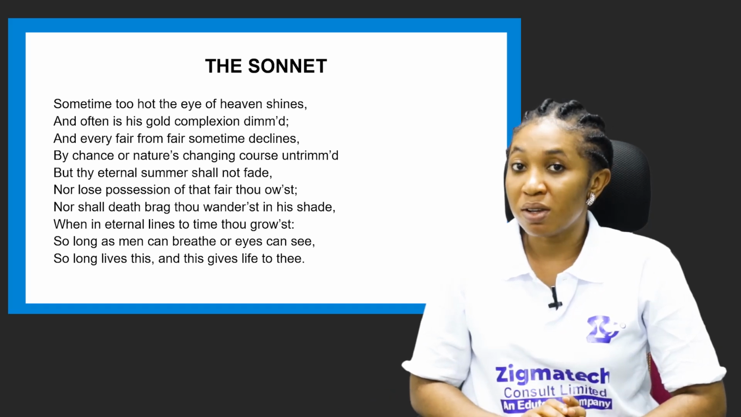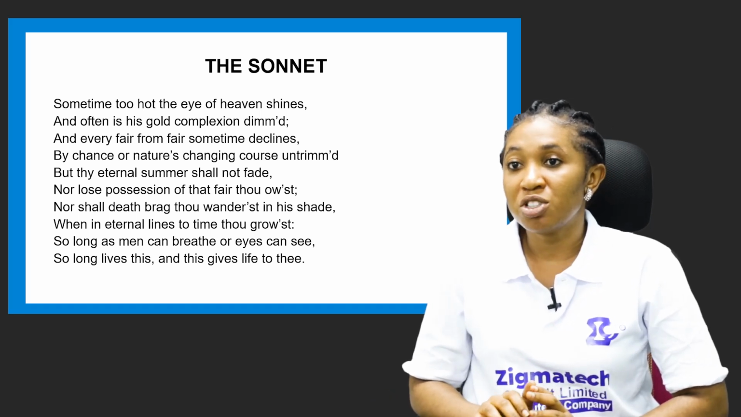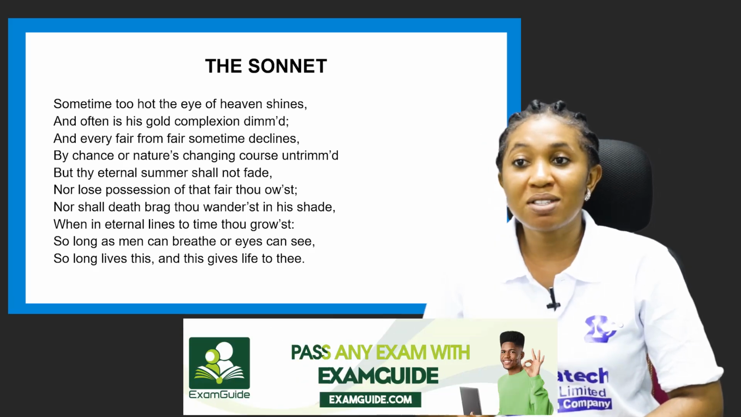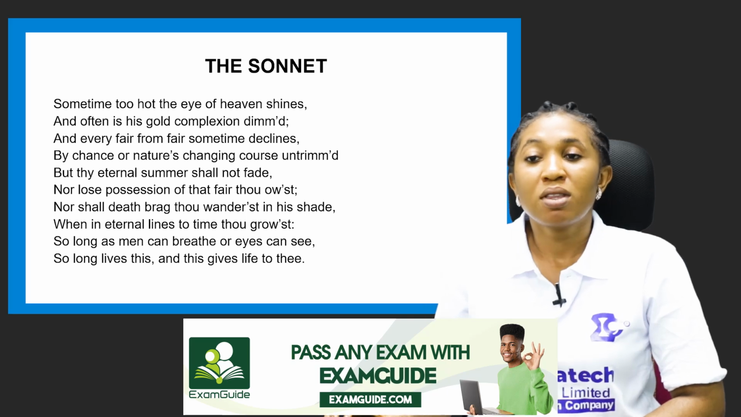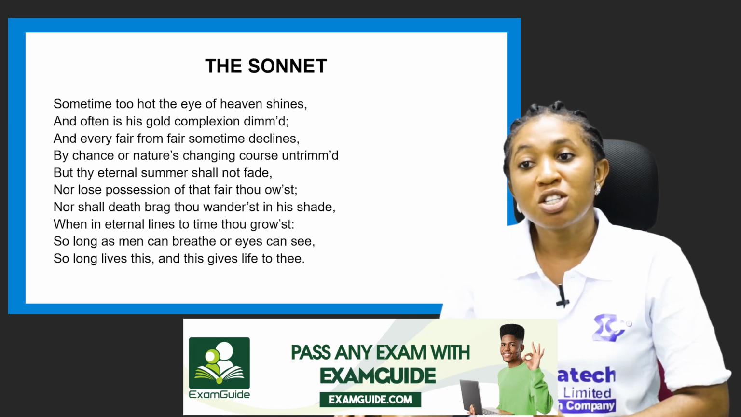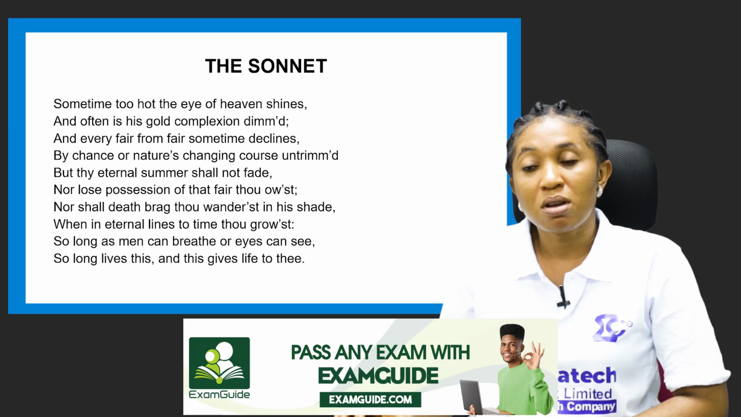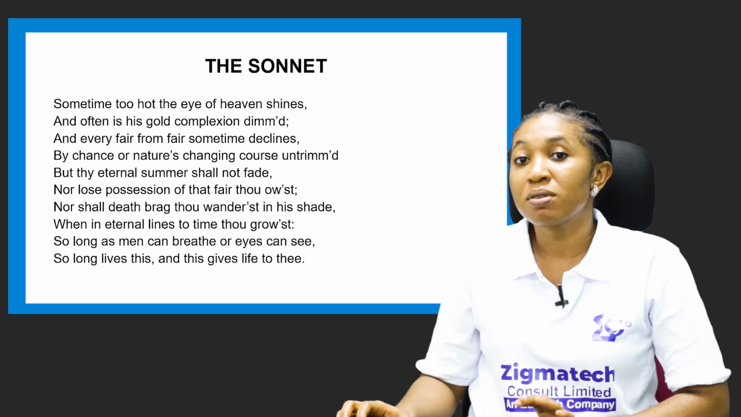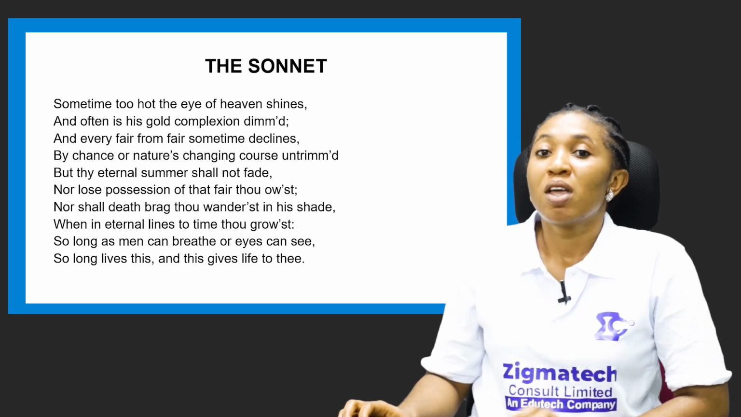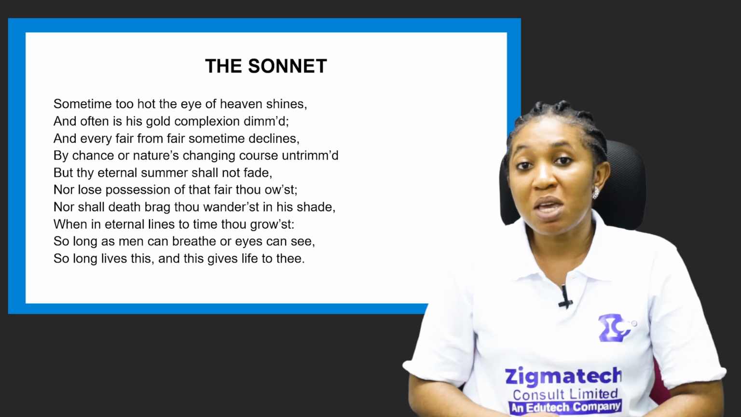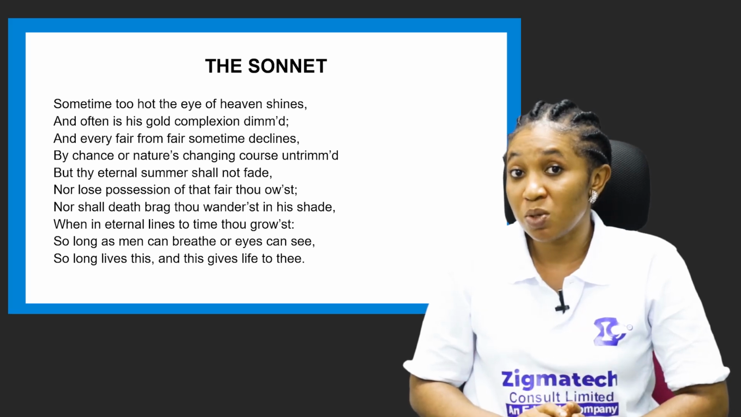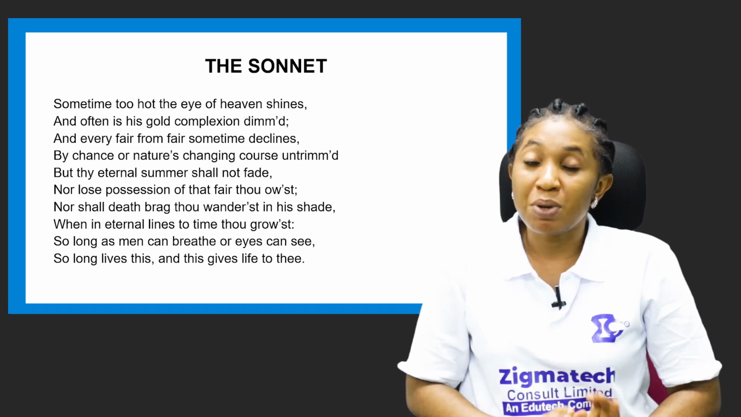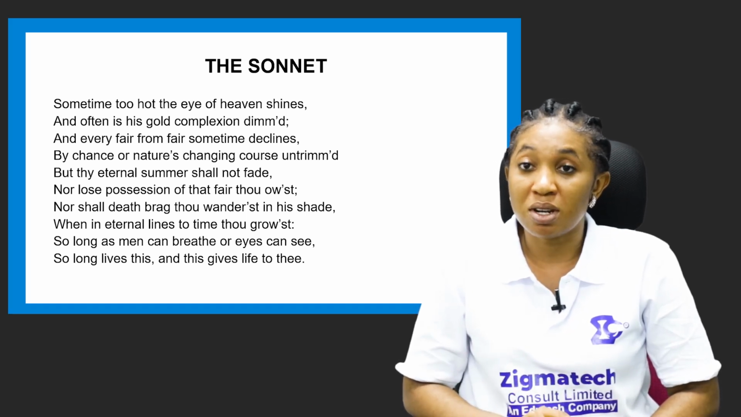Here we also have another: shines, dims, declines, untrimmed. So we now have C, D, C, D. Then we also have fade, owest, shade, growest. This will give us E, F, E, F, and then we have G, G. So look for the video where I discuss the rhyme scheme of the sonnets. We have the Petrarchan sonnet, we have the Shakespearean sonnet. There are two types of sonnet, the Petrarchan sonnet and the Shakespearean sonnet.